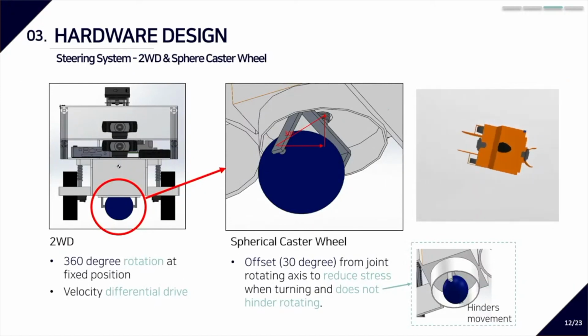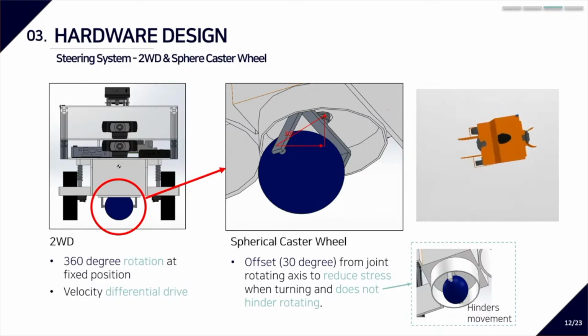By using the two-wheel driven and spherical caster wheel system, we can use a velocity differential drive system to rotate at a fixed position here. And for the detailed view of the caster wheel, we set an offset of 30° from the joint rotating axis here to reduce stress and make sure it does not hinder the rotating motion.